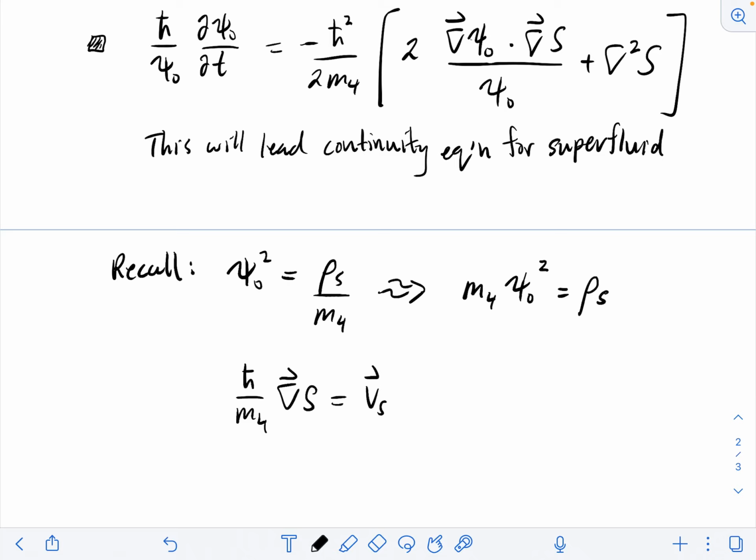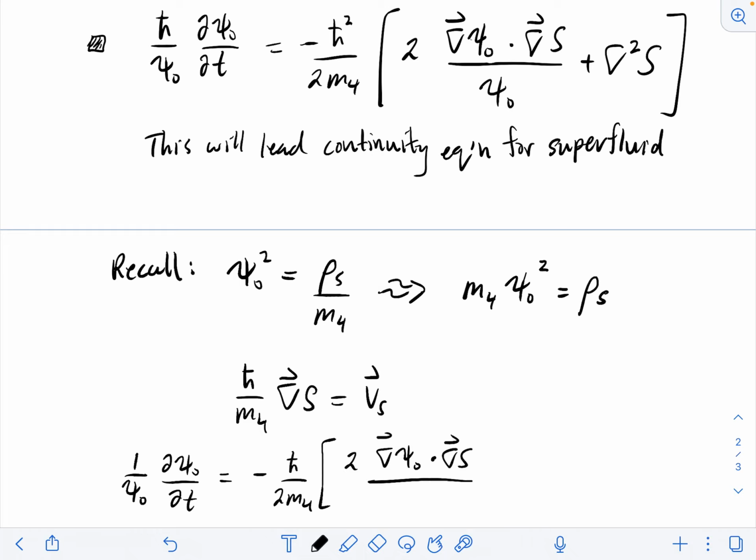Okay, so let's start with this equation for the imaginary terms. What we can first do is divide out by one factor of h bar, and what we get then is 1 over phi 0 d phi 0 dt equal to minus h bar over 2m4, and then we have 2 times the gradient of phi 0 dotted with the gradient of the phase divided by phi 0, plus del squared of the phase.